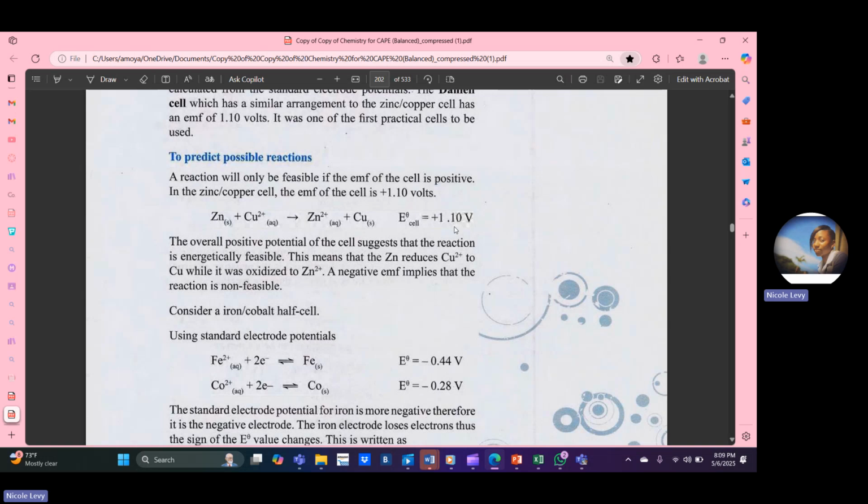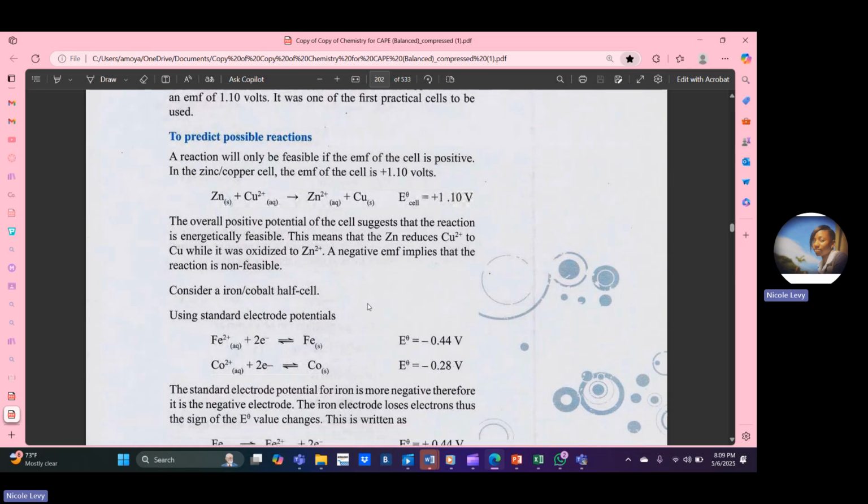Speaking of this value here, because it's positive, this reaction is likely to happen. So this means that the zinc reduces the copper ions to copper atoms while the zinc is oxidized. A negative EMF implies that the reaction is not feasible. So whenever you see the E cell value being negative, it's not feasible.